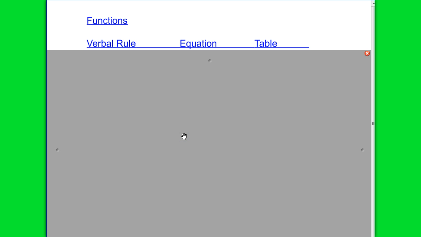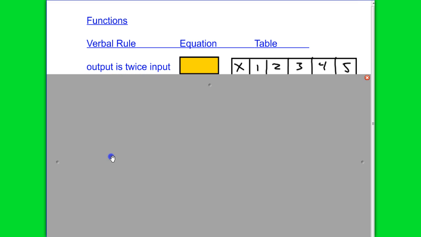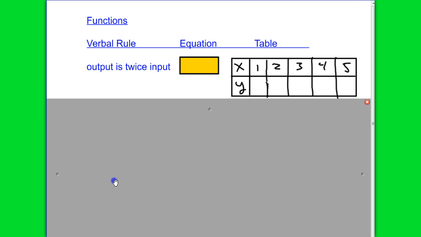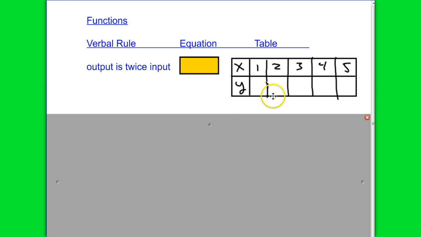Okay, so when we're working with functions, there are different formats we can find them in. We can write a verbal rule or have them in a word model, right? We can write a function as an equation, or we might see ordered pairs in a table, or even just in a group of parentheses, right? So let's see if we can write the rule for this, write the equation and create the table for this verbal rule. The verbal rule is that the output is twice the input.